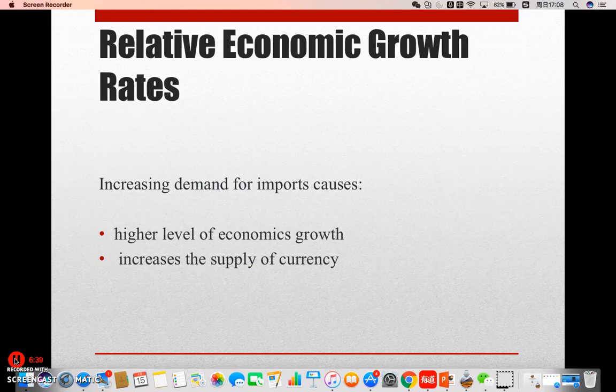Then I will introduce the third economic determinant of the foreign exchange market, relative economic growth rates, and the other factor, exchange rate expectation. The theory of relative economic growth rates states that higher levels of economic growth cause an increased demand for imports, and this will increase the supply of currency.